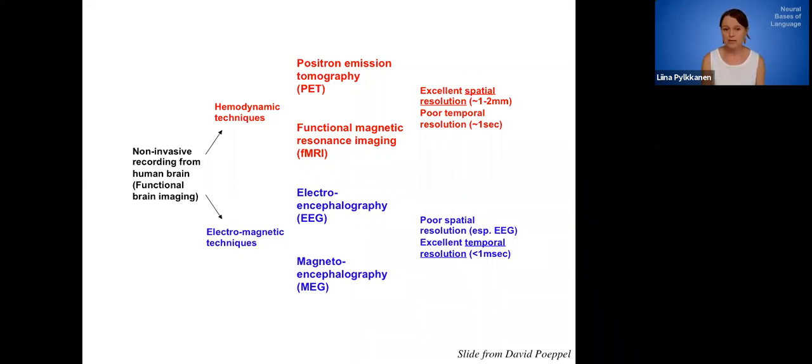And then within the electromagnetic techniques, there's also a relatively big difference between electroencephalography, that's EEG, and magnetoencephalography, which is MEG. Between these two, it's MEG that is able to give us better spatial information than EEG. So this is the basic map of the 4 main techniques, and next we're going to dive into the details of each one in turn.